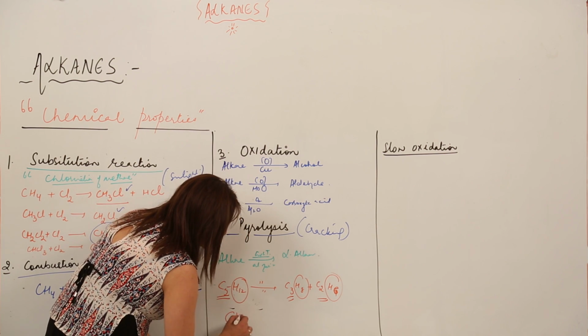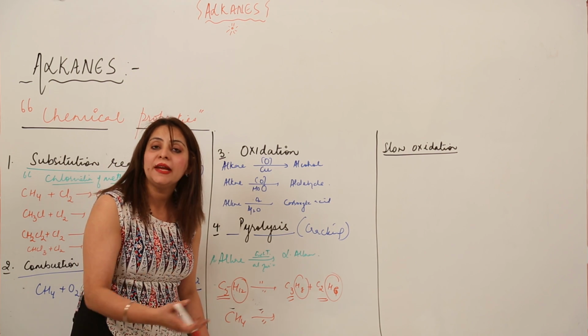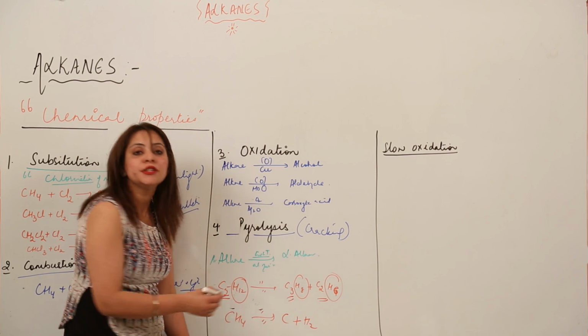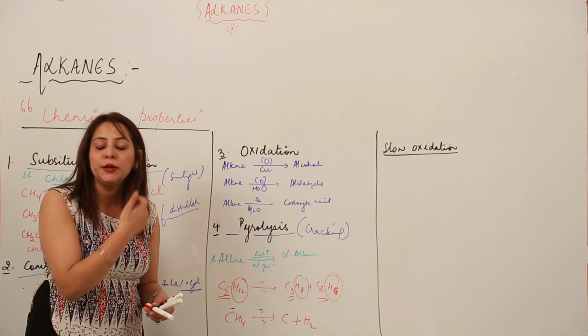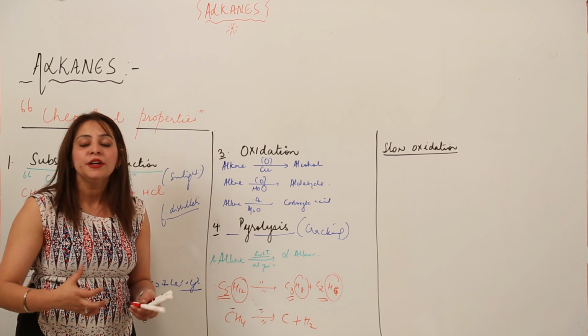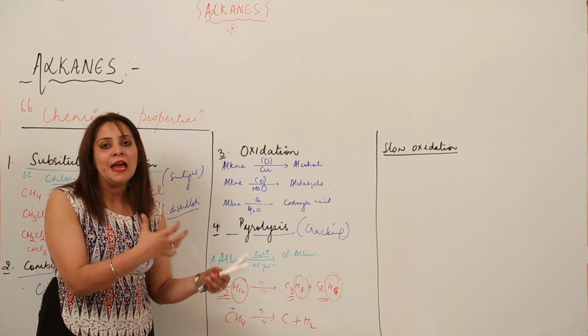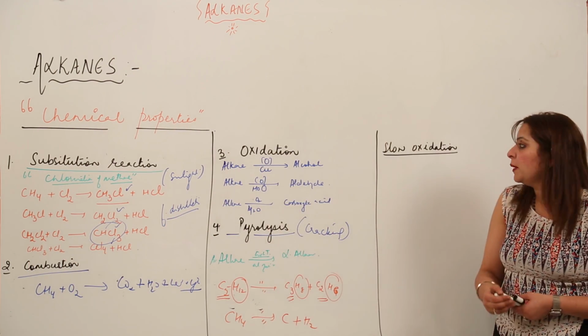Suppose I pyrolyze methane, what am I going to get? Obviously there is no other lower alkane other than CH4, so it is going to break into its constituents. If somebody asks you to show the pyrolysis of the lowest member, if it is methane, just break it into C and H2, because there is no other lower alkane other than CH4. You know that it is the first member.